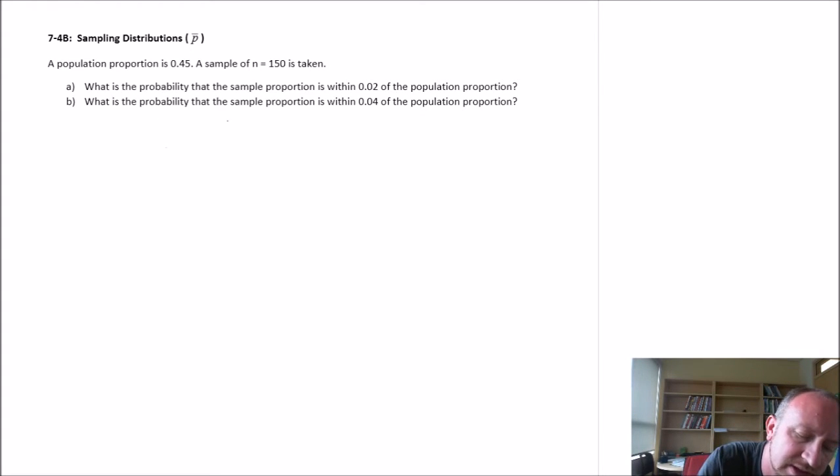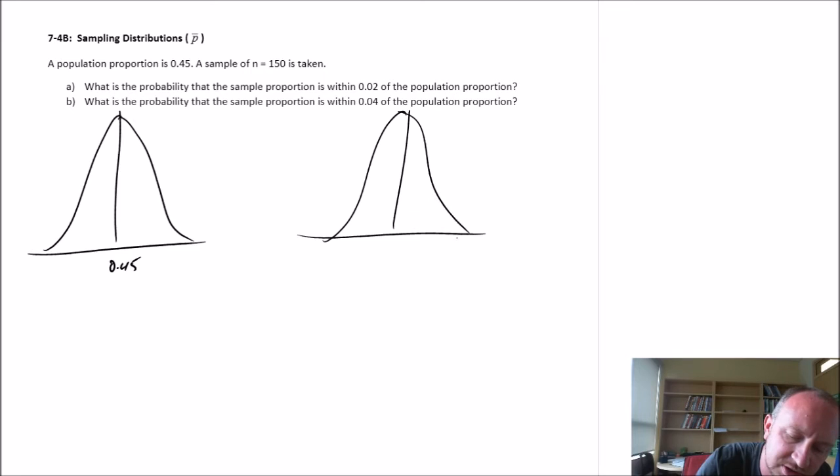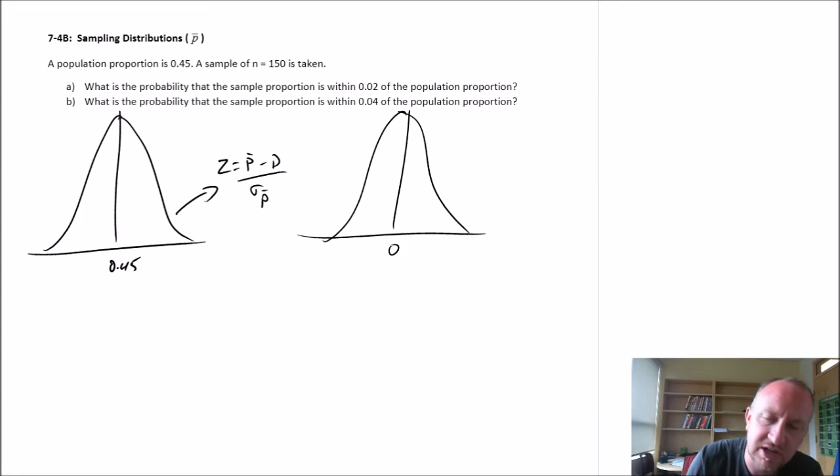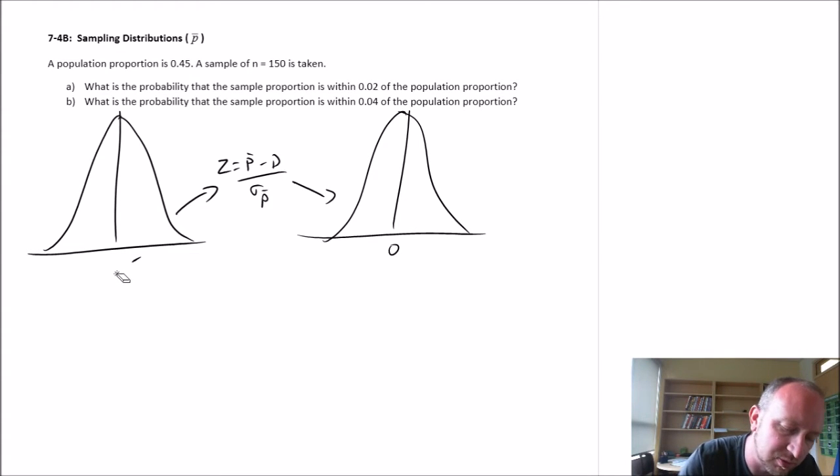So what we're doing, let me write out our two distributions here. We have our population distribution, mean 0.45. We have our standard normal distribution, mean 0. And we're going to convert information from that population distribution so that we can compare it against the standard normal. Now, for part A, we're looking at a distance of 0.02 from the population proportion. I'm actually going to just put p in here.